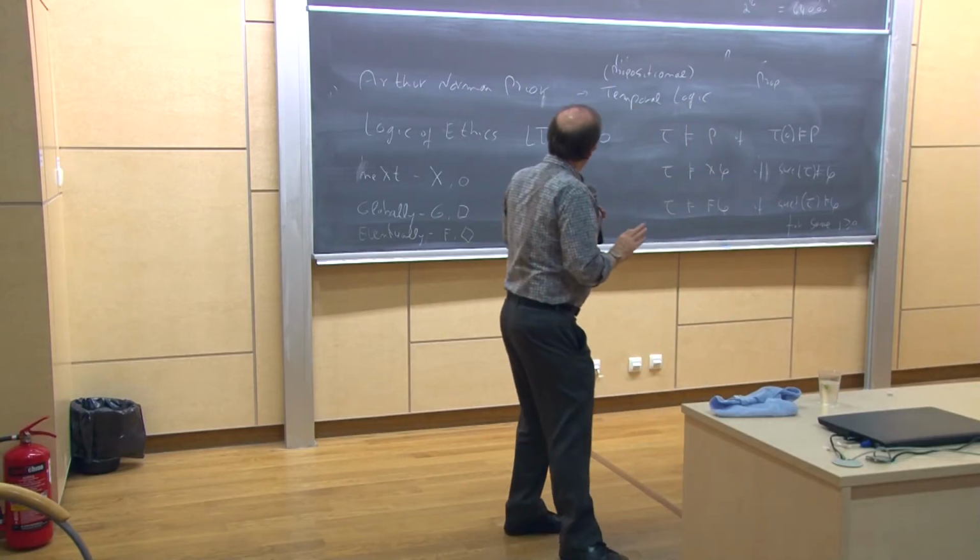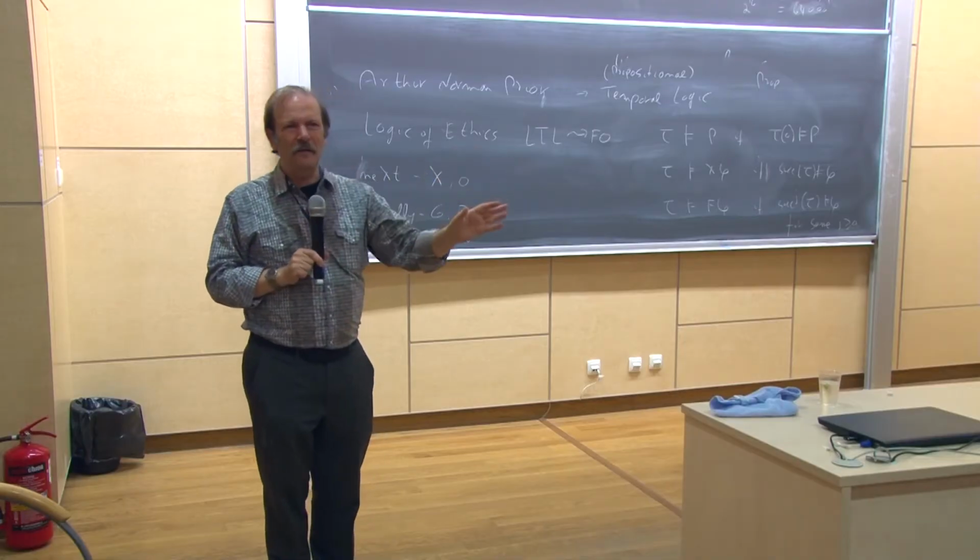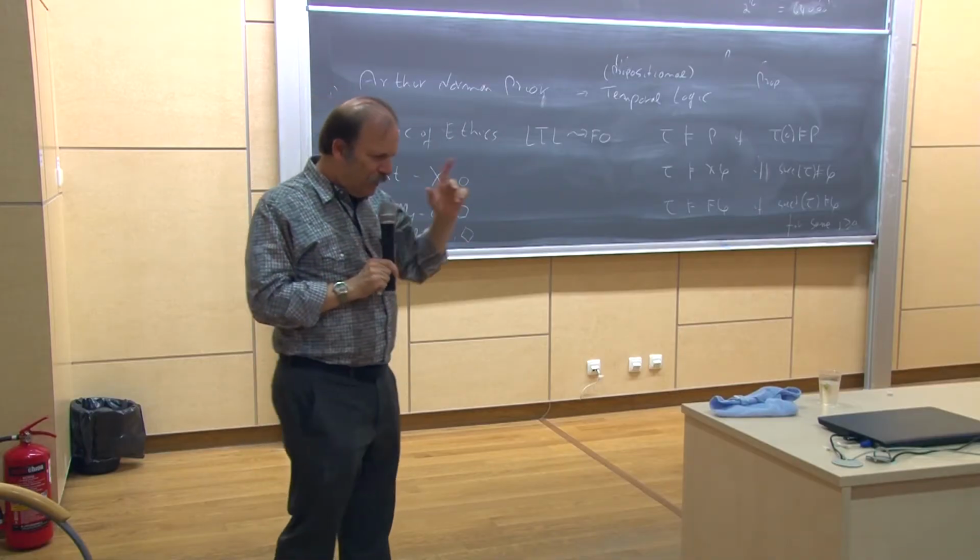Now the question is, what about a translation in the other direction? But Prior doesn't really ask this question. He's a philosopher. For him, this was a propositional logic. He doesn't ask about the connection to first order logic. And he dies in the late 50s sometime, maybe 58, just as the other line of work is taking off. And that's it.